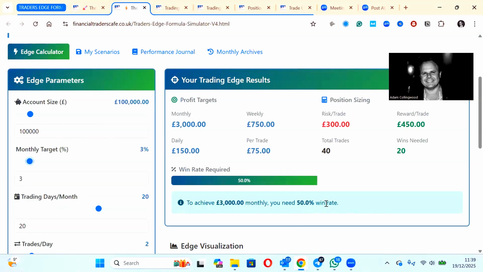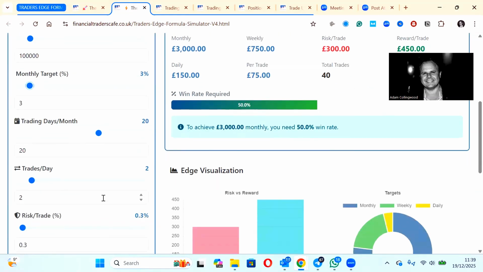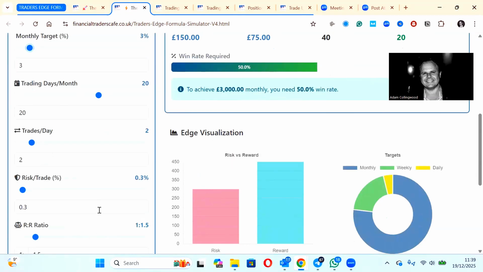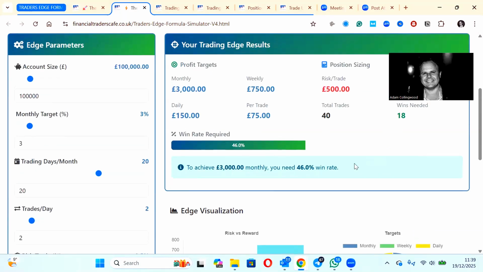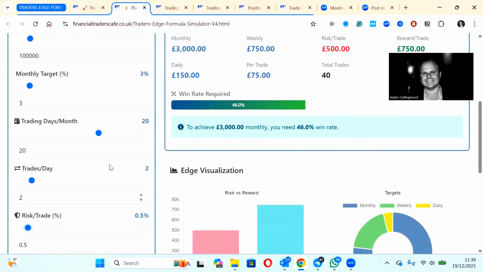Well, you would need a 50% win rate from 40 trades, 20 winning ones at a risk reward ratio of 1.5. But bearing in mind, you're only risking 0.35% of the account. If you change that number to 0.5% of your trading account, your win rate then reduces to 46%. So now you only need 18 out of 40 winning trades.